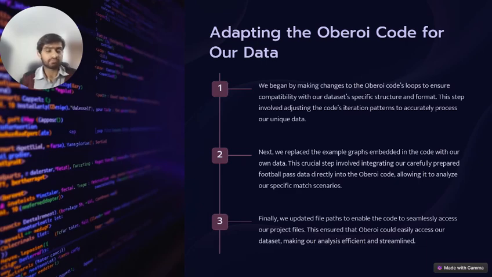The positions of the data were different from those given in the Oberoi code, but we managed to access that particular data by giving different kinds of paths. These changes streamlined the code's ability to process our data efficiently, enabling us to focus on the analysis itself.